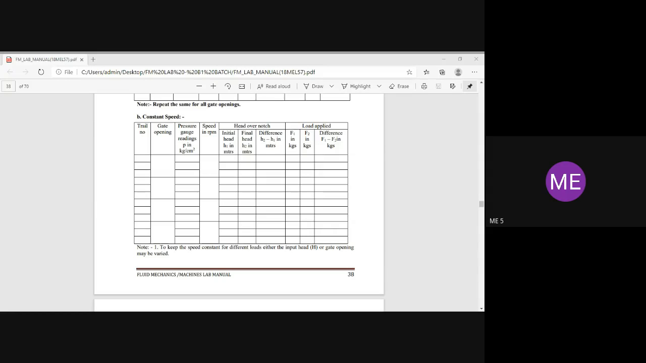Now I shared readings for 360 degree. So now I shared two gate openings for constant head and two gate openings for constant speed. In the exam, you may get either constant head or constant speed for any one gate opening. You remember, not all gate openings, only one gate opening you have to perform in the main exam. But in the lab record, you have to do all the calculations that I gave.